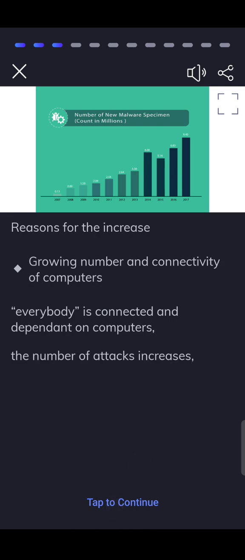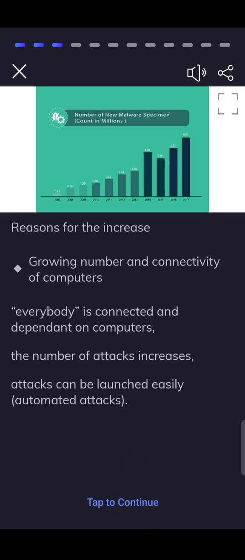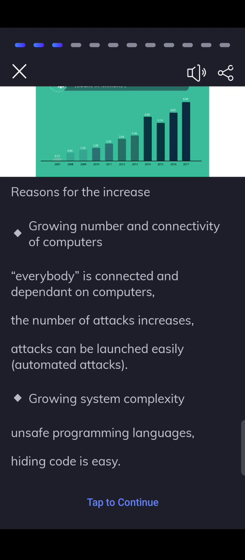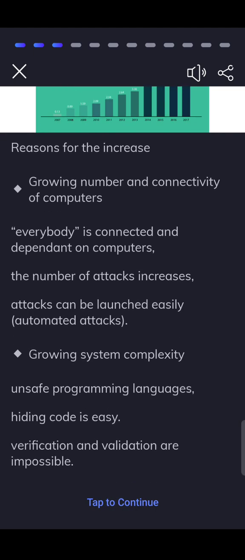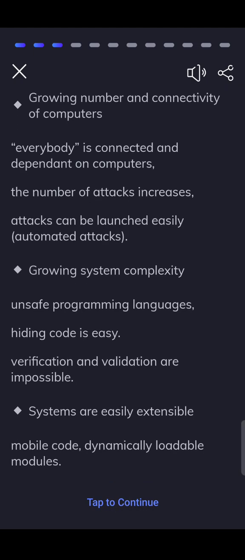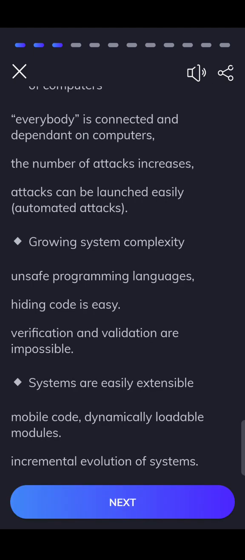The number of attacks increases. Attacks can be launched easily, automated attacks. Growing system complexity. Unsafe programming languages. Hiding code is easy. Verification and validation are impossible. Systems are easily extensible. Mobile code, dynamically loadable modules. Incremental evolution of systems.